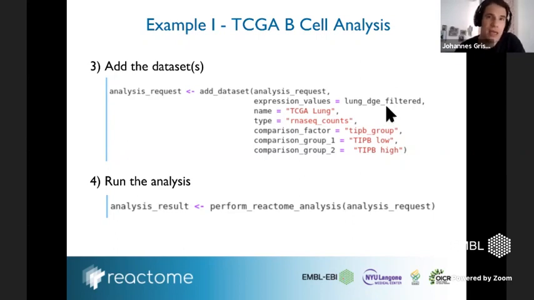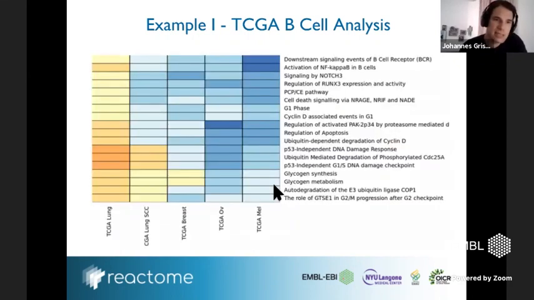And the cool thing is that you have all the metadata readily available. So you can say, okay, this is TCGA lung, it's RNAseq counts, and I want to compare this group, which I created randomly. This is B cell high or low, and you compare high versus low. And then you run your analysis with this perform analysis command. As a result, and that's the most powerful part of ReactomeGSA, you get your pathways and the regulations not for one dataset, but for all at the same time.